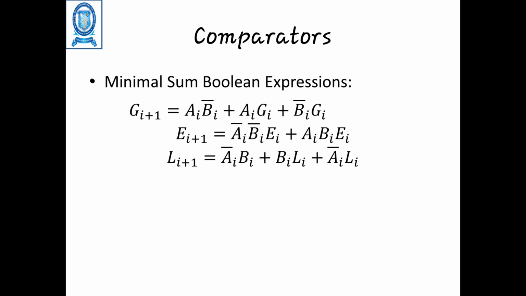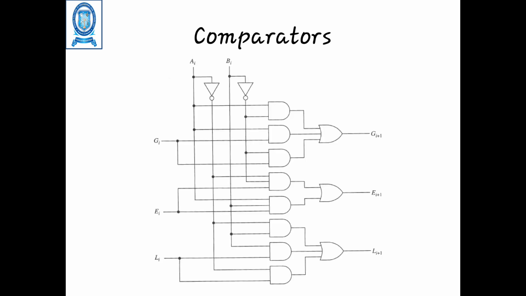Gi plus 1 equals Ai Bi bar plus Ai Gi plus Bi bar Gi. Ei plus 1 is equal to Ai bar Bi bar Ei plus Ai Bi Ei, and Li plus 1 equals Ai bar Bi plus Bi Li plus Ai Li bar. And this is the comparator circuit, with three outputs: G for greater, E for equal and L for lesser.